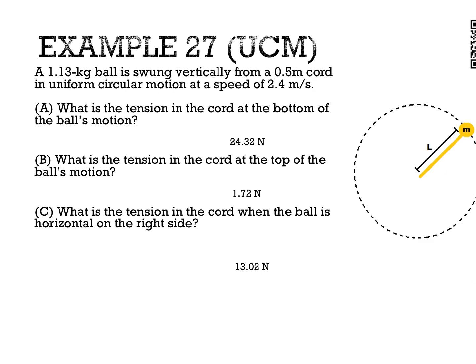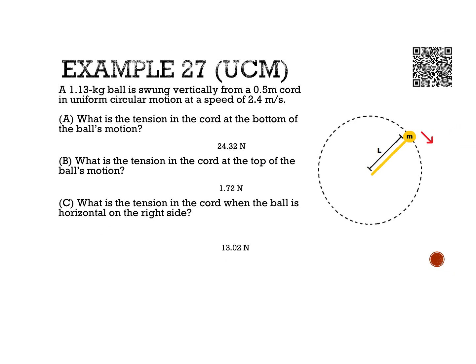All right, tension in the cord at the bottom of the ball's motion. So if this thing is vertical, this is going to change things a little bit, guys. We've got to look at this from the standpoint of what it would be doing if it were vertical. The bottom of the ball's motion is going to be here. There we have mass times gravity this way, and tension acting upwards. So they are acting opposite each other.